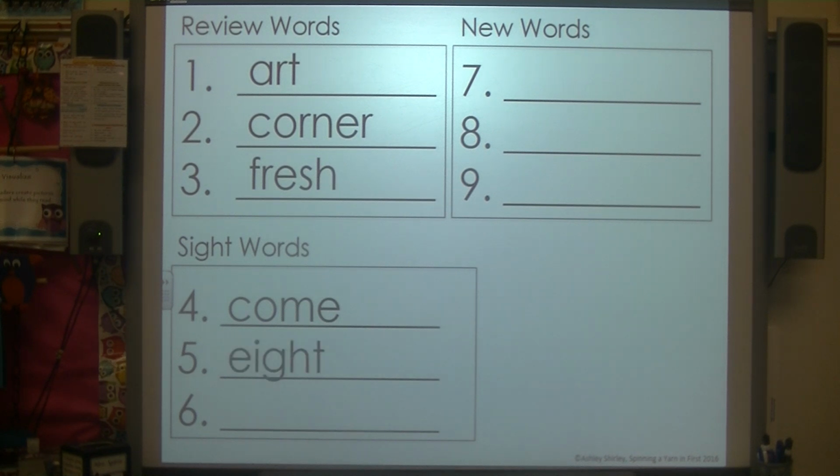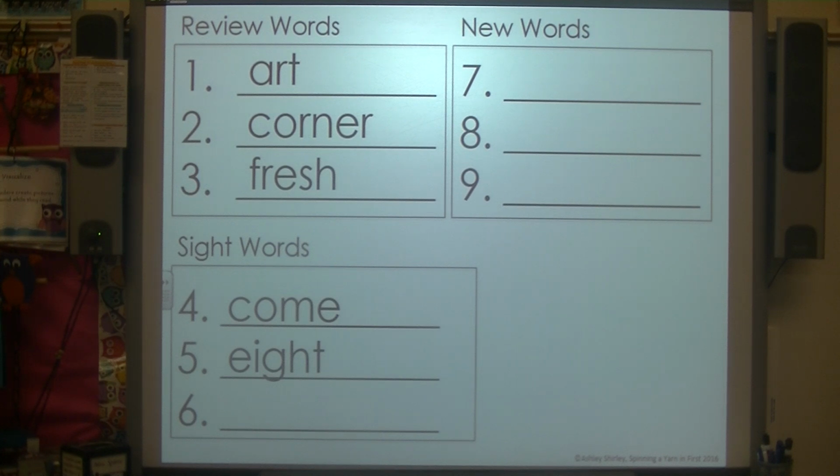Let's check your work. Spell it with me. E-I-G-H-T. What word? 8. That one is definitely funny. All right, if you misspelled it, erase it and correct it. If you spelled it right, kiss your brain. You did a great job.